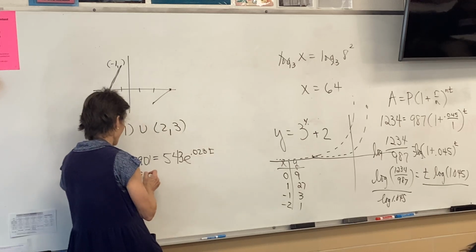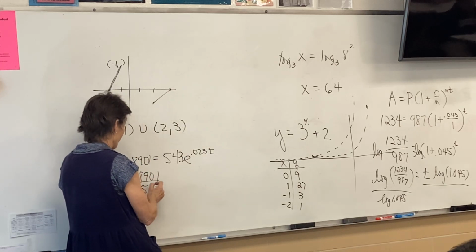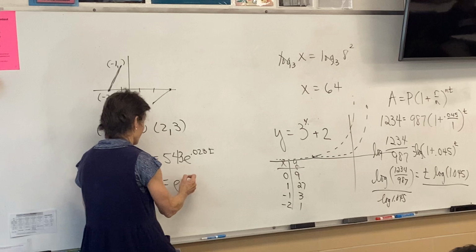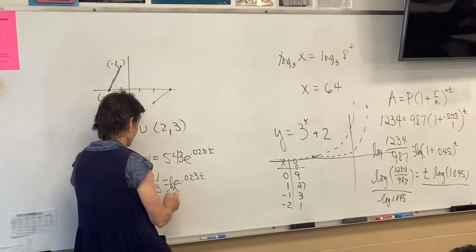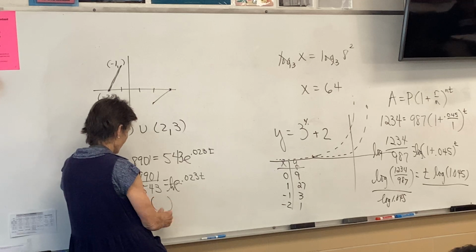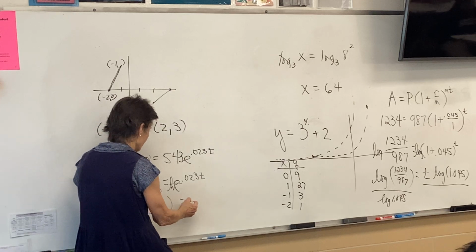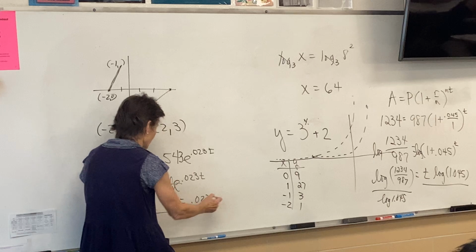So now I'll write... Hit ln on both sides. ln both sides, use that, 5 by 0.7. ln my fraction divided by 90.